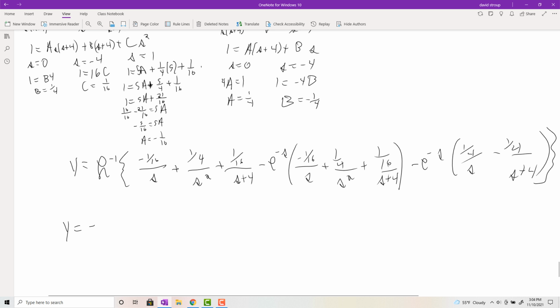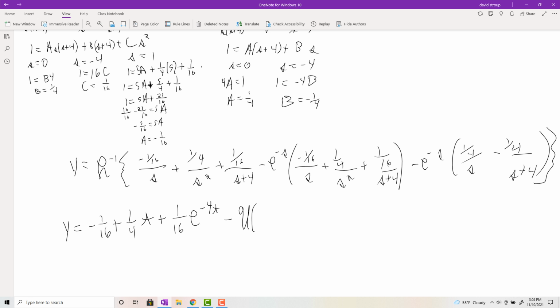So y will equal negative 1/16 plus 1/4 t plus 1/16 e to the negative 4t, minus, and there'll be this step function here, t minus 1. And then inside of all these, you've got to shift them over, right? So negative 1/16 shifted over to t minus 1 is just the same thing because it's a constant function, plus 1/4 times, it would normally be t, but I have to shift it over to t minus 1.